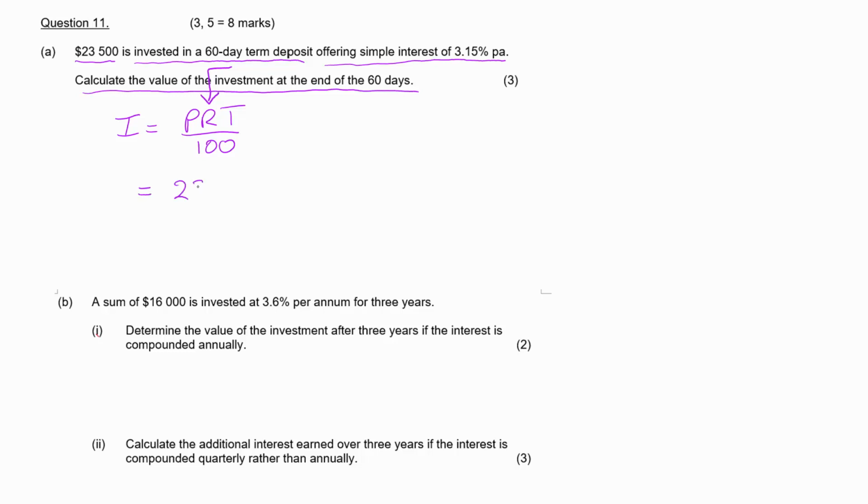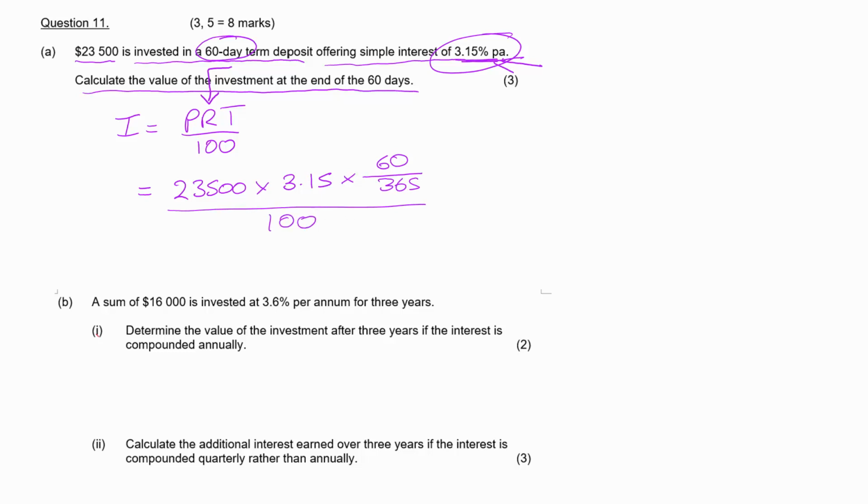So the principal is 23,500 multiplied by 3.15. So there is my rate going in directly as a percentage as stated. No need to change it. Now, that's per annum, and my time is in days, and I must express the time in years since that's what the interest rate is in. So it's going to be 60 over 365, and then we divide by 100.